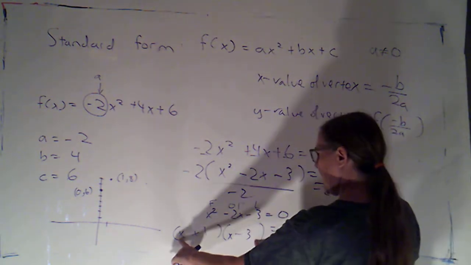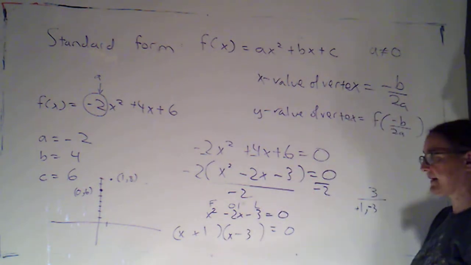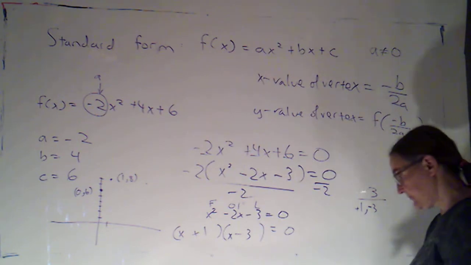Quick check. Outsides are negative 3x, insides are plus x. That does give me negative 2x. The first terms give me my x squared. The last terms give me my minus 3.